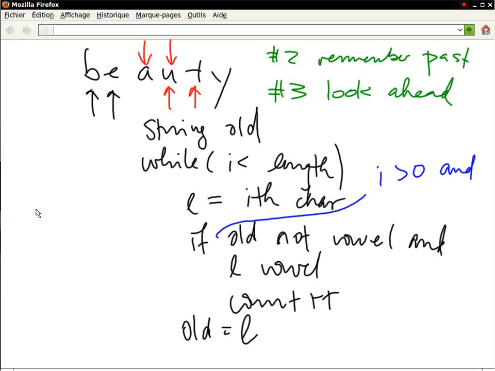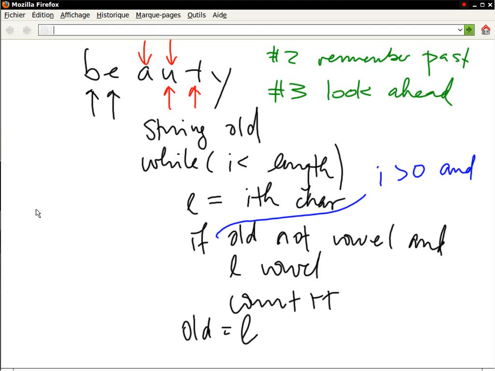Where do you have to pay attention? It's at the end. At the very end, right? You can't look past the very end, and so there you have to have a special condition at the very end. But it's a reasonable idea, right? You look at pairs, and when you find a transition from vowel to non-vowel, then you increment the code.